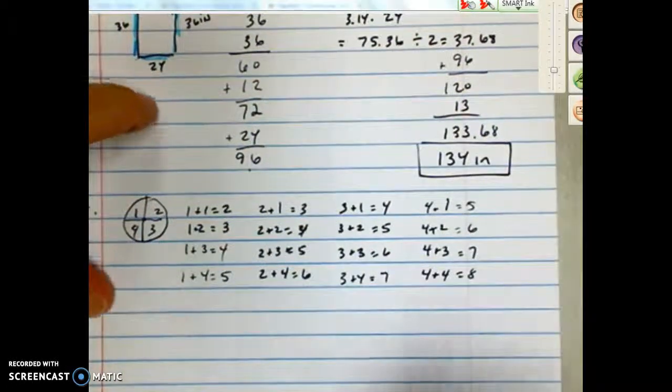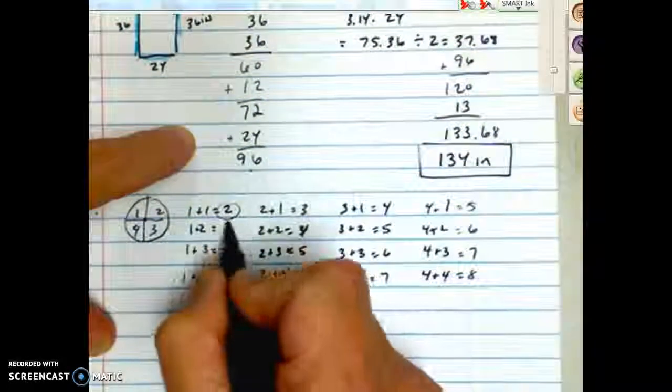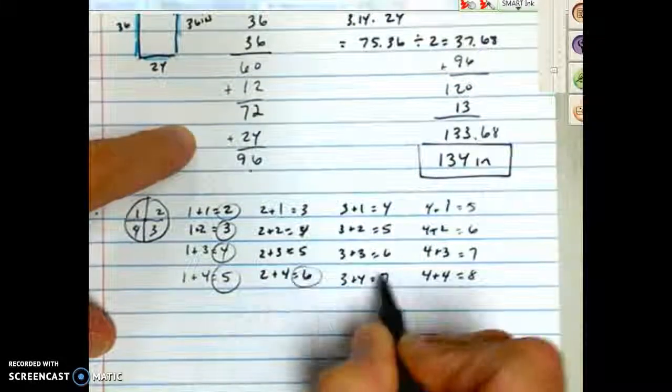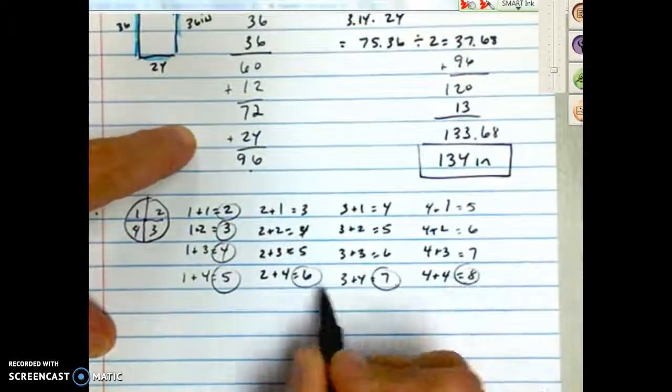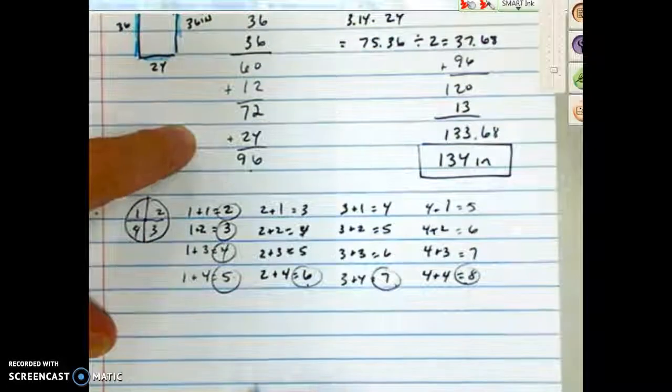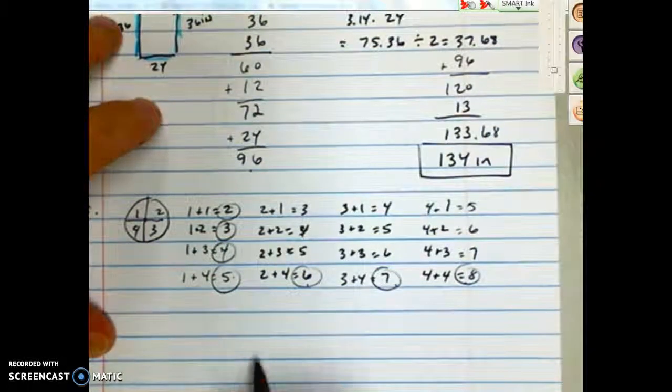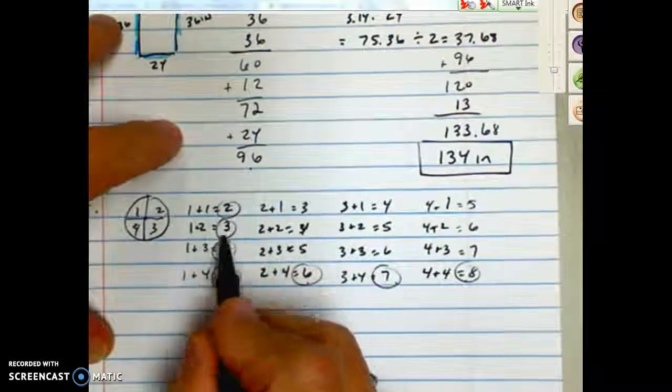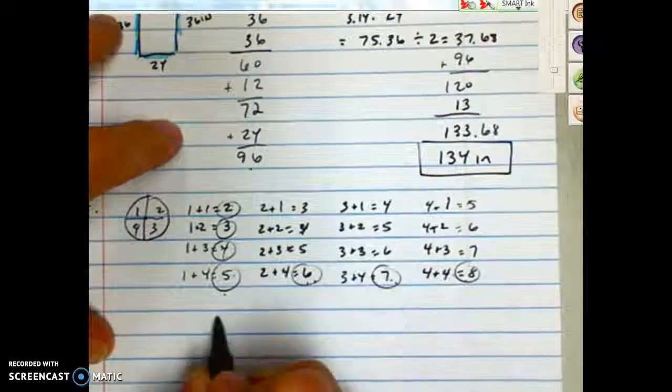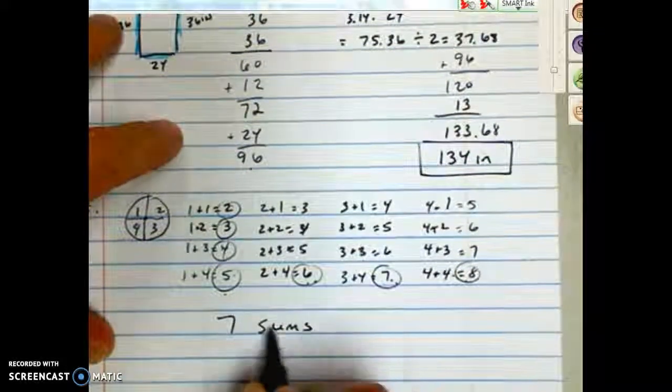Now we want to know how many total sums we get. We get a 2, 3, 4, 5, 6, 7, and 8. That's 1, 2, 3, 4, 5, 6, 7. 7 total different sums. 7 sums.